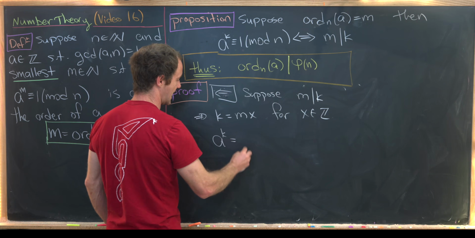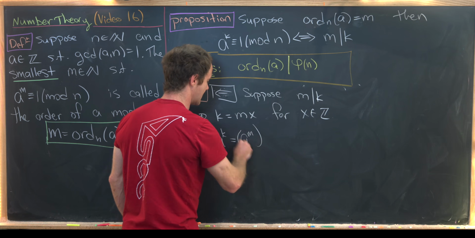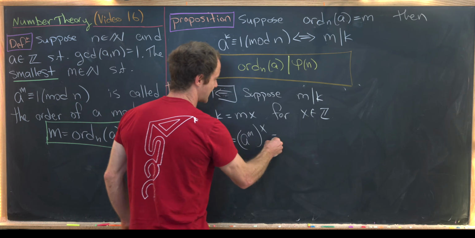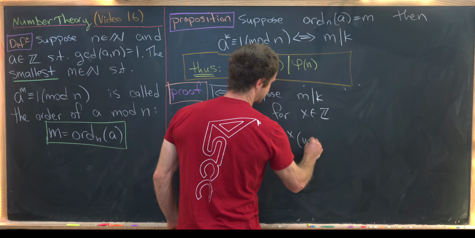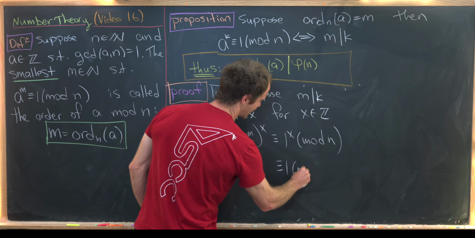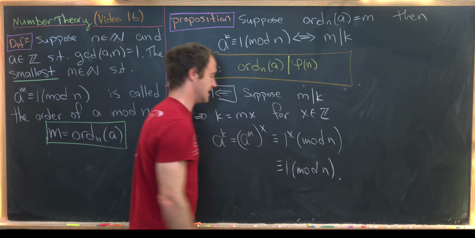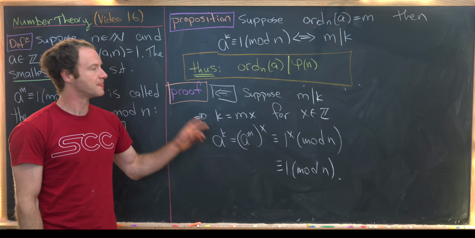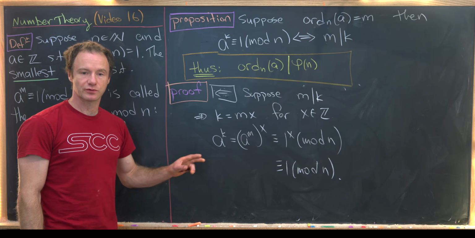Notice that a to the k will be equal to a to the m, to the x. But then since m is the order, we know that's congruent to 1 to the x mod n, but 1 to the x will be 1. So this is all congruent to 1 mod n. That's exactly what we needed to show for this reverse direction. Okay, so that finishes this proof.